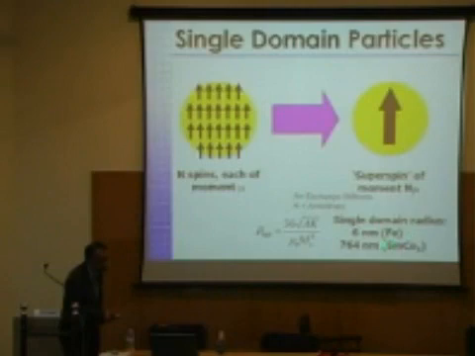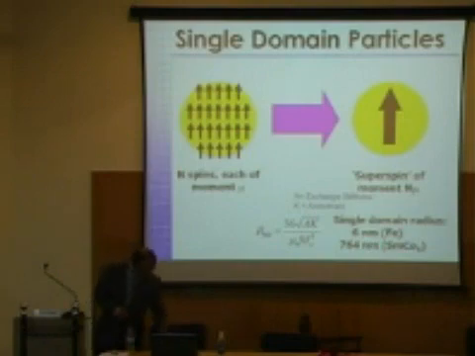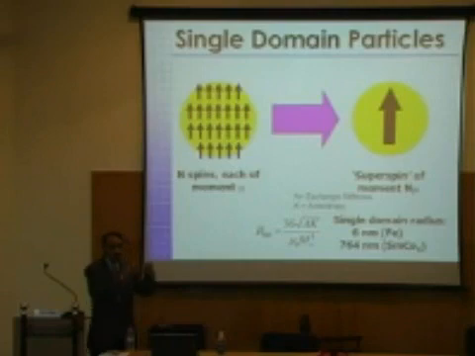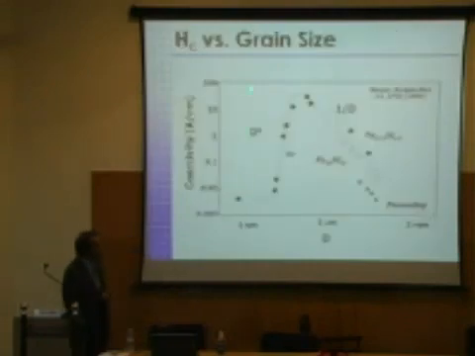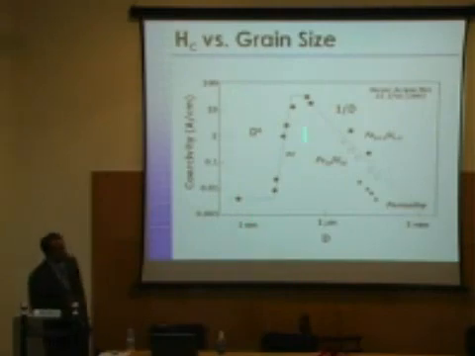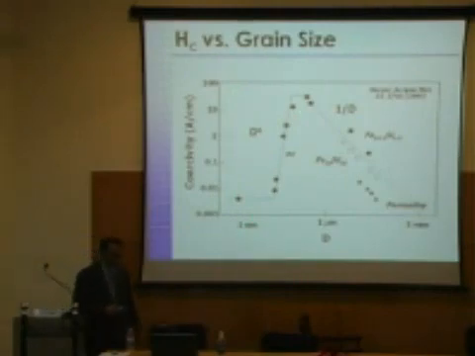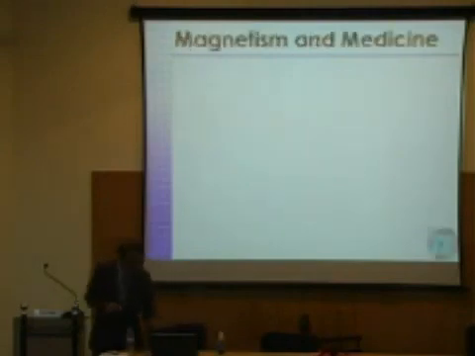For example, if you have iron, that radius is about 6 nanometers. If you have very strong SmCo5 permanent magnets, that radius is 764 nanometers. That is not the radius of the particles, it is the radius of the superparamagnetic domains. By changing the radius of the particles, you can also change the coercivity of the magnetic fields. That graph was worked out about 10 years ago, where you can change the particle size. With that, the coercivity also changes.